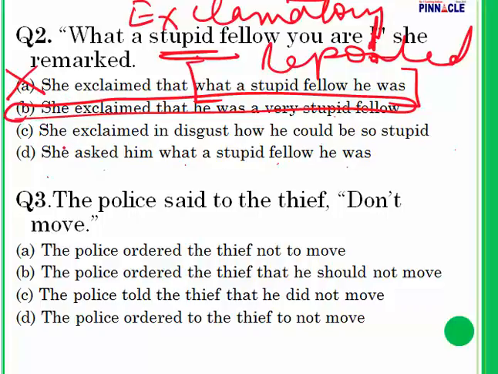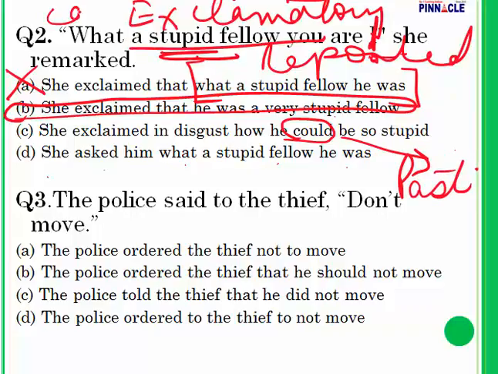Now let's take a look at C. She exclaimed in disgust how he could be so stupid. Now in this sentence we have used how could he be so stupid. Could is not given anywhere in the sentence. Could refers to past tense also. Since could is not given anywhere in the sentence, if we had can in the sentence, then could have been here. So could comes from nowhere, so C also gets eliminated. Now option D.